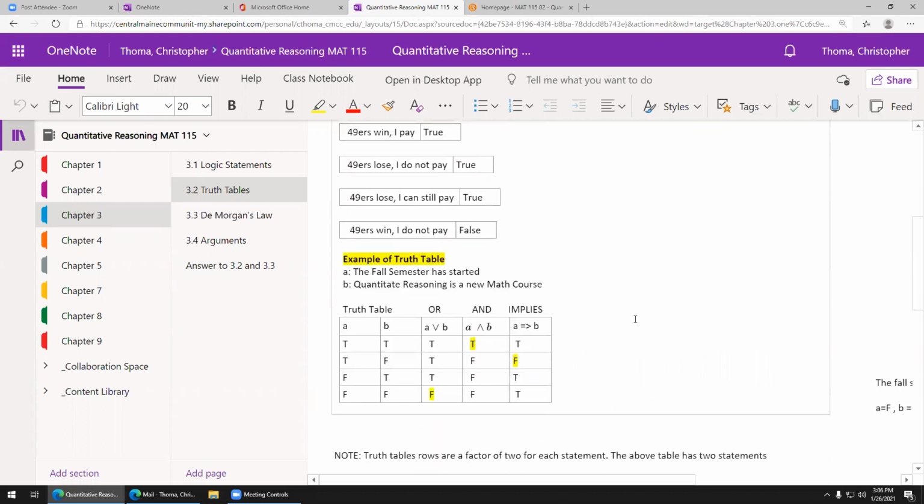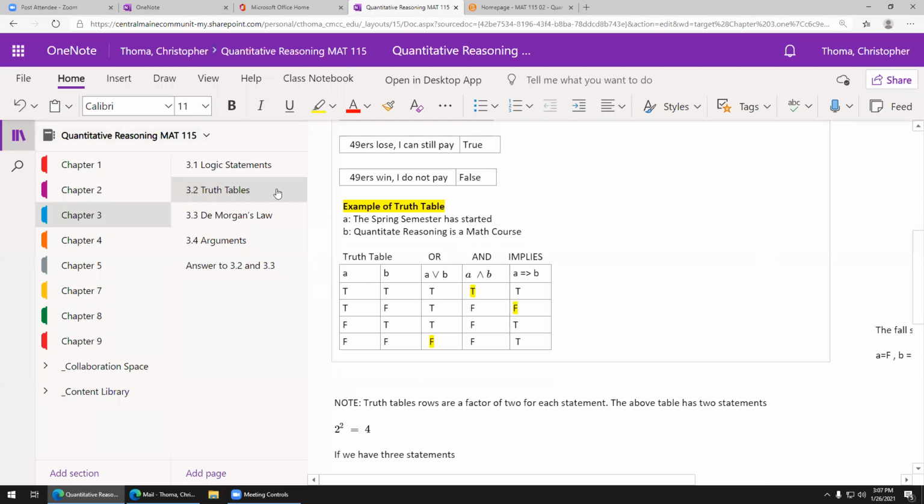So an example of a truth table. The spring semester has started. Quantitative Reasoning is a math class. So we use those same statements that we had before, and now we're going to put them into a table form. I have it complete here, but I'm going to do it out again. I'll erase, and then we can just recreate it.